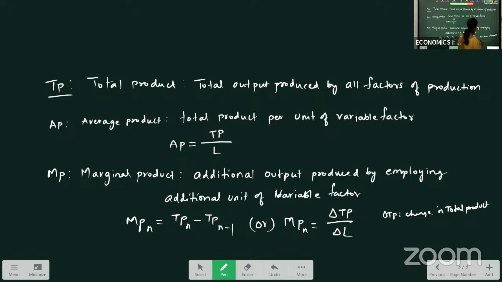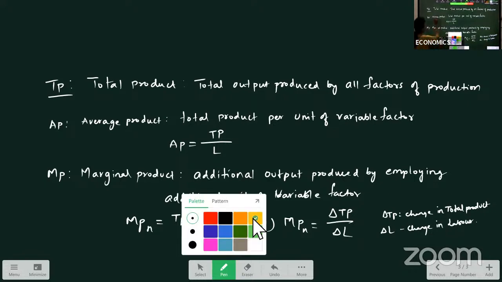Change in total product. Delta L is what? Change in labor. Okay, so this is how we calculate. You have to remember this one because this is very, very important for your 2 marks also. Based on these 3 only, we are going to explain this law of variable proportions.